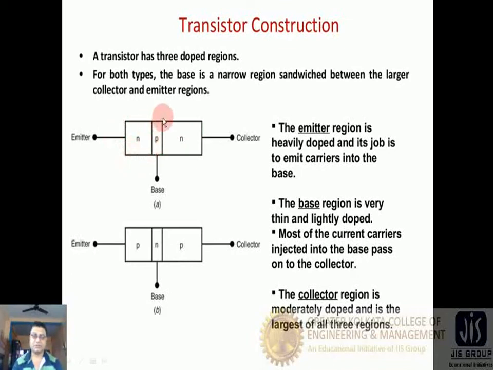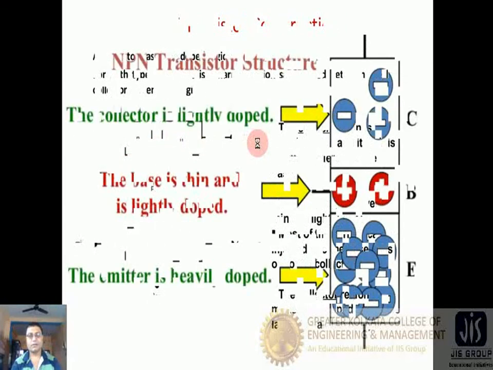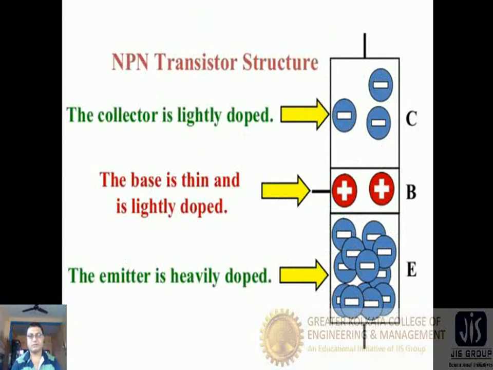One is the base should be a narrow base, and the collector should be a wide collector region. Another thing, the emitter should be heavily doped to give supply to the collector, the carrier supply. So in this way a transistor is being constructed. NPN transistor structure: the collector is lightly doped, the base is thin and lightly doped, the emitter is heavily doped.